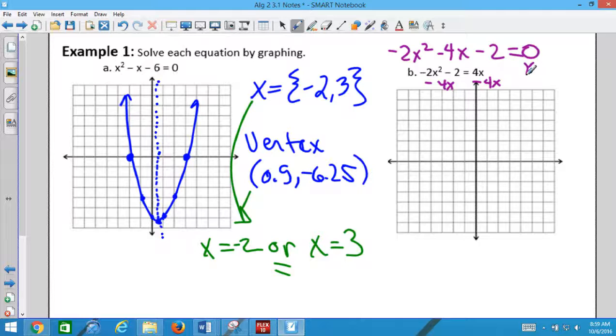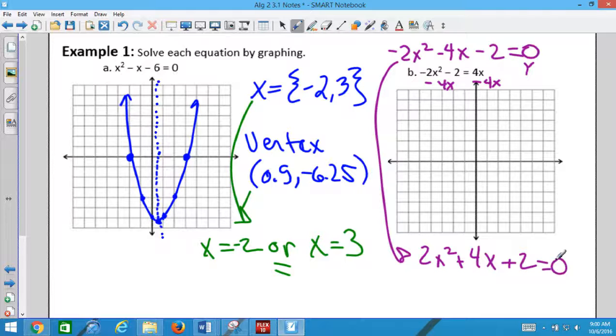Gino just suggested, can I just add 2x squared and add 2 to both sides so everything's positive? Yes, that would be another way of writing it. Either way, you're going to get the same answer, the same solution, the same x-intercepts. I'm going to pause it so that you can graph that and find your solutions.